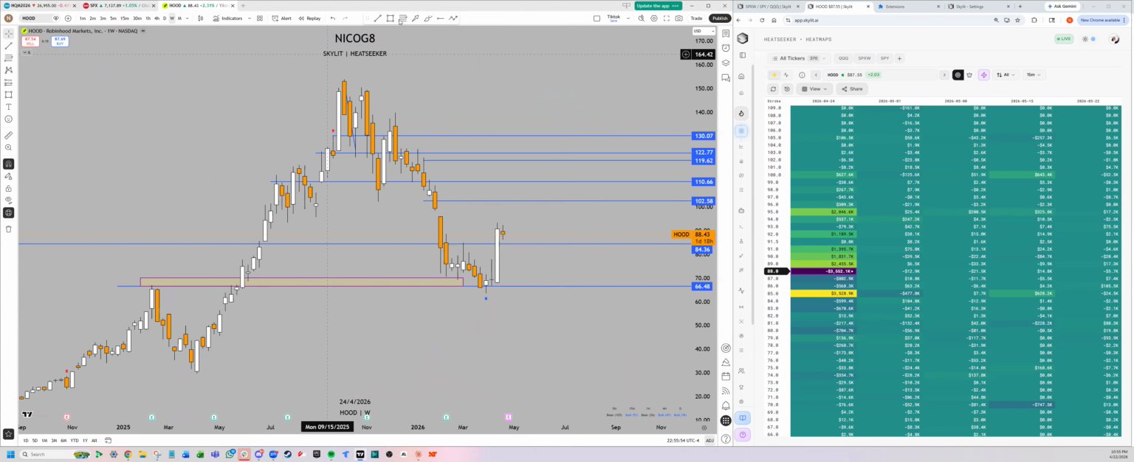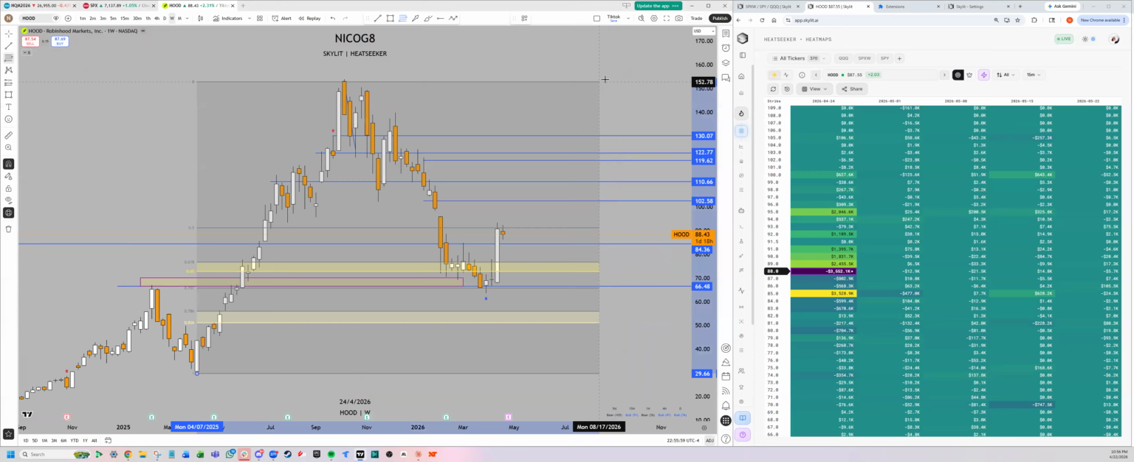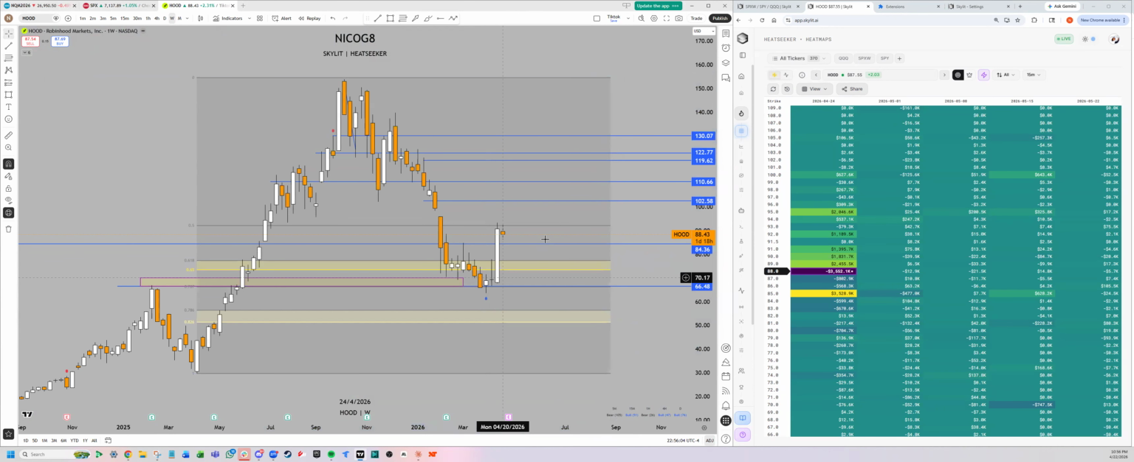Oh, that's why I had that fib drawn. Did HOOD just bounce off? Oh no, it bounced off the 0.707. Wait, damn, HOOD was clean.